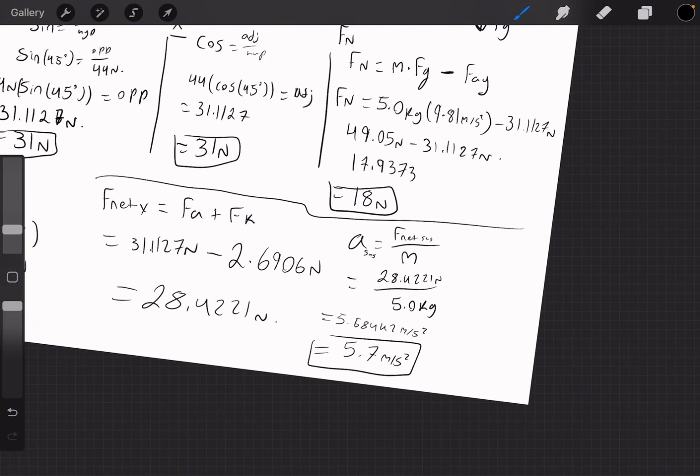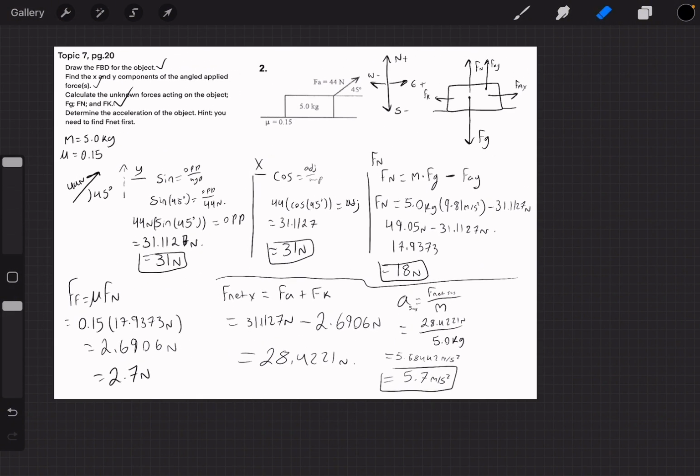Perfect. I believe that's everything. There, we found the acceleration.